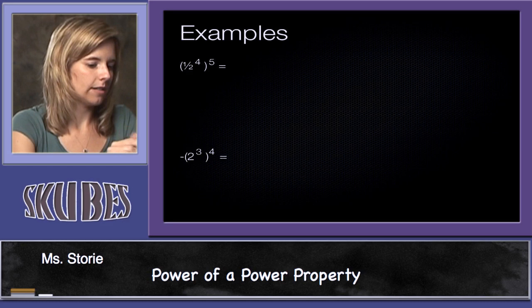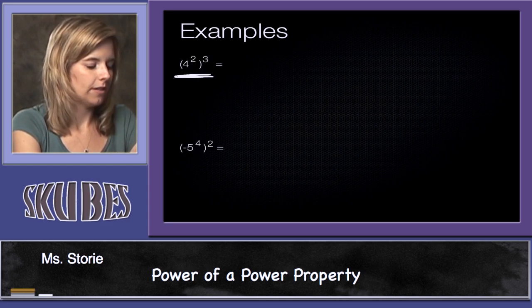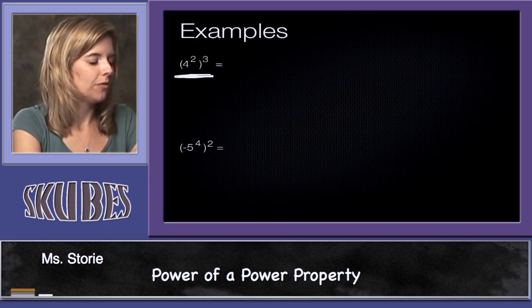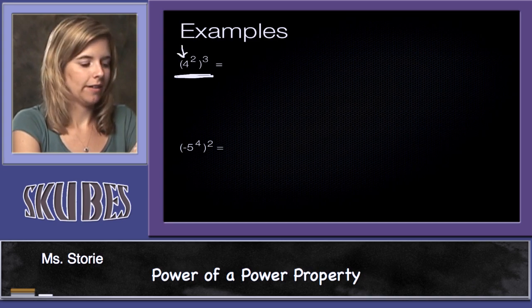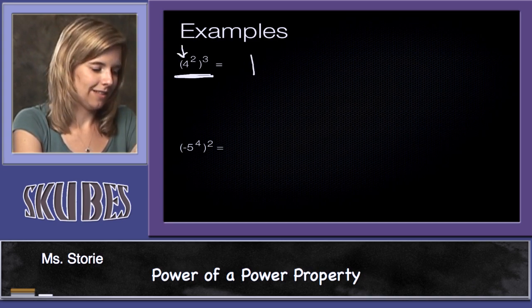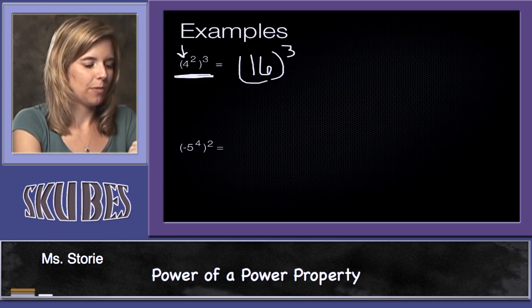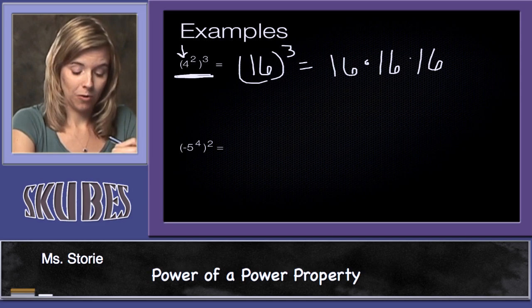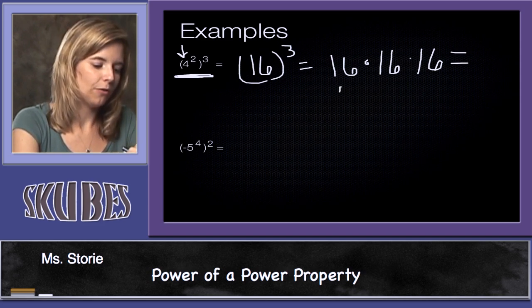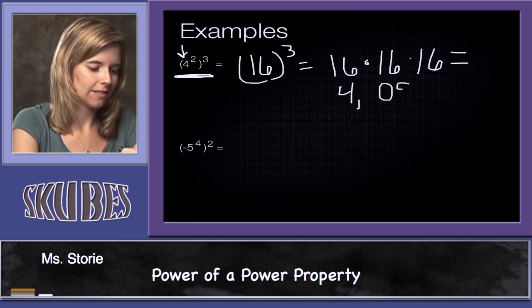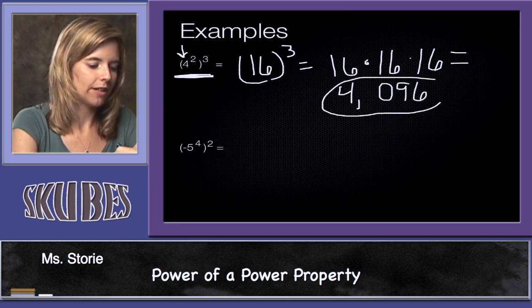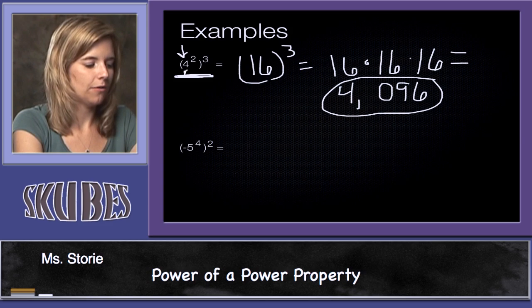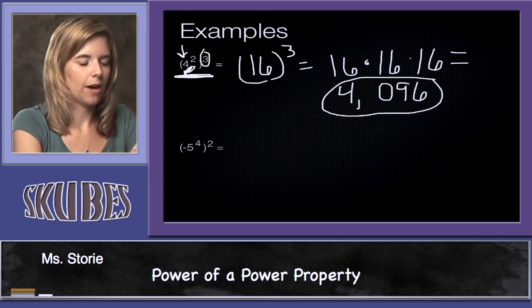Okay, let's take a look at some more examples. Here we have something that should look kind of familiar. We've got 4 squared, and it's the whole quantity. So 4 times 4 is 16, and we're raising it to the 3rd power. That means we're taking 16 times 16 times 16. And if you do that, you're going to end up with another big number, a total of 4,096. So this right here is your final answer when you take the entire quantity of 4 squared and raise it to the 3rd power.